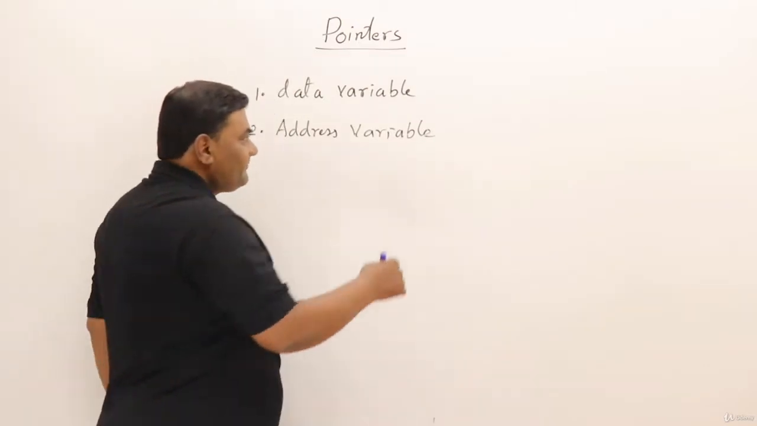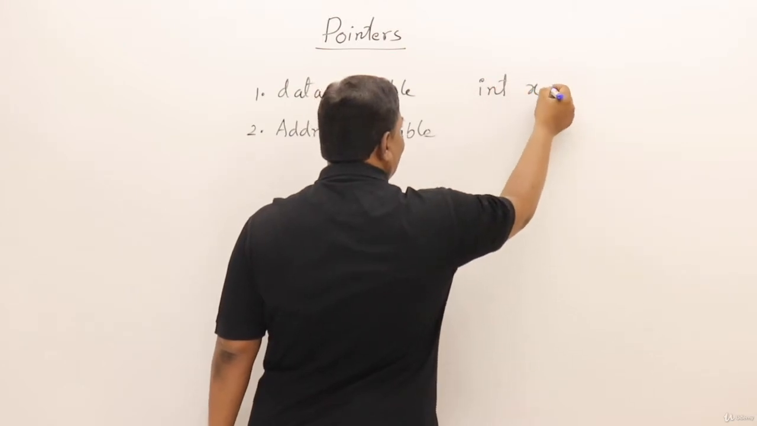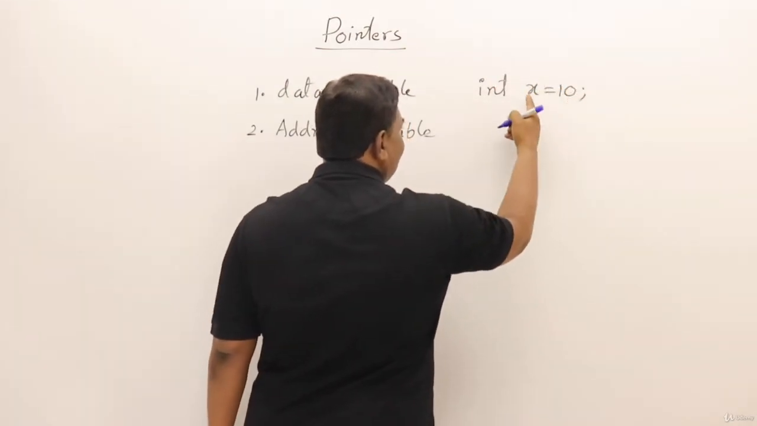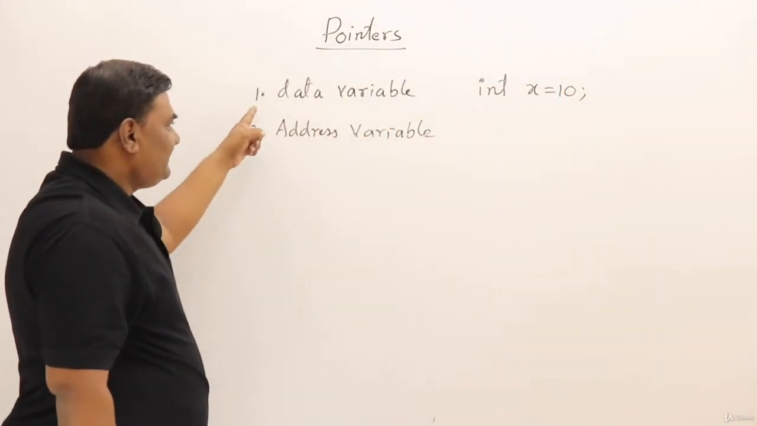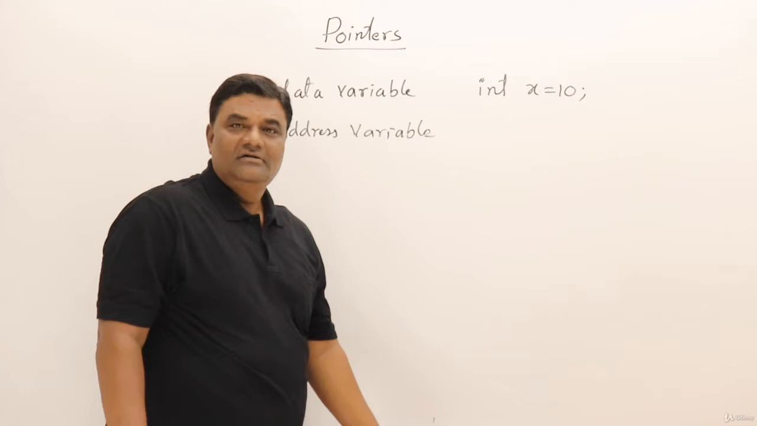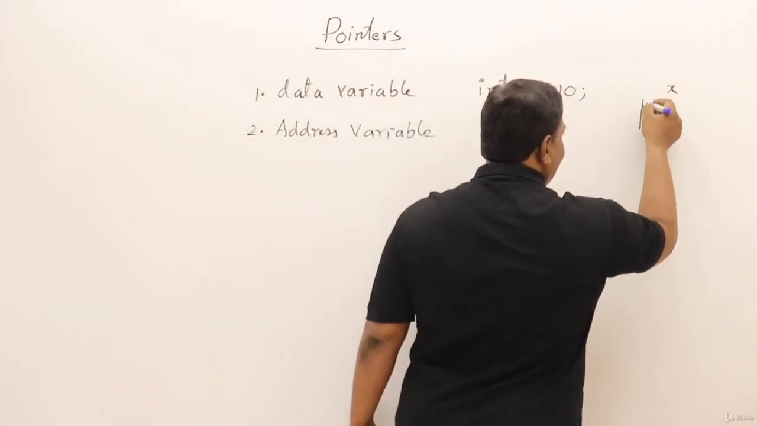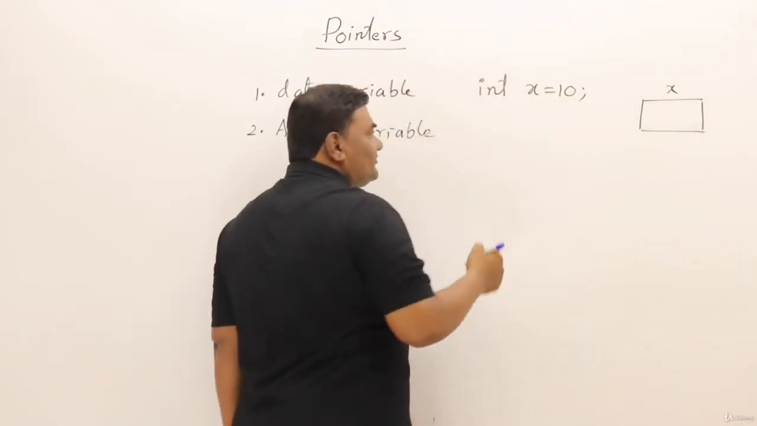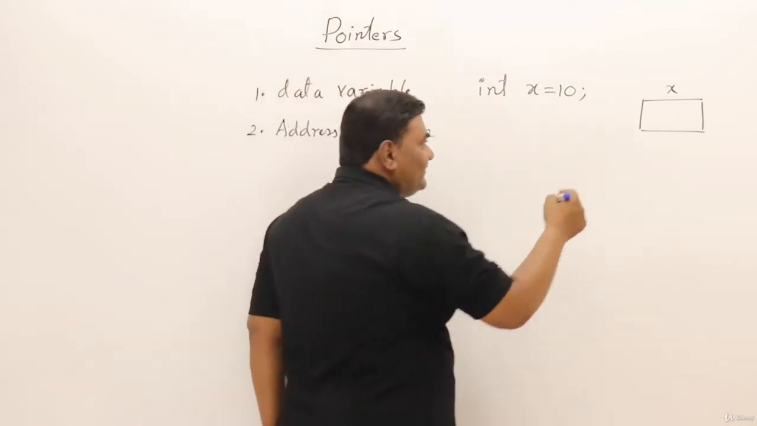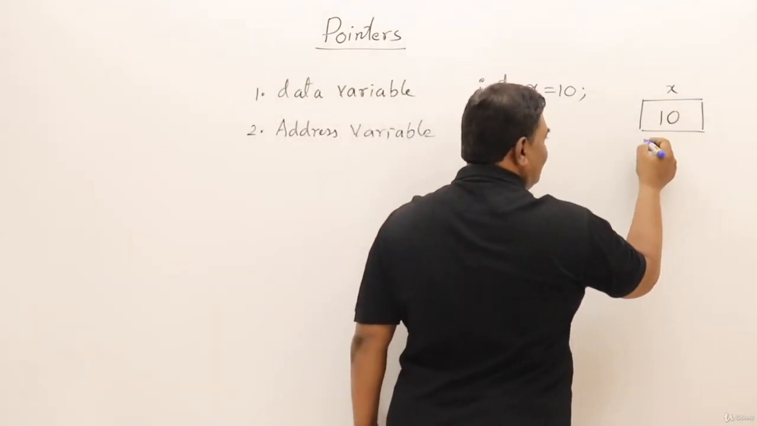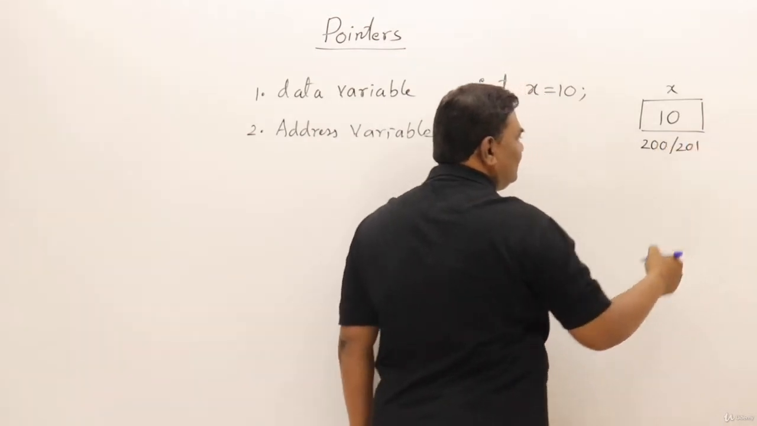So let us see. If I am declaring a variable, say x, and I am storing the value 10, this is an integer type variable x having value 10. That is for storing data, and it's a data variable. We know well that when we declare variables, they will occupy some memory depending on the size of the integer. So for our discussion, we assume that the integer takes just 2 bytes of memory, and assume that the addresses are 200 and 201.